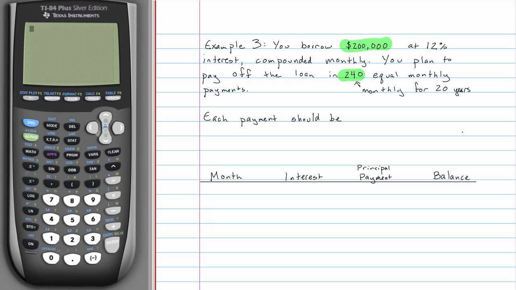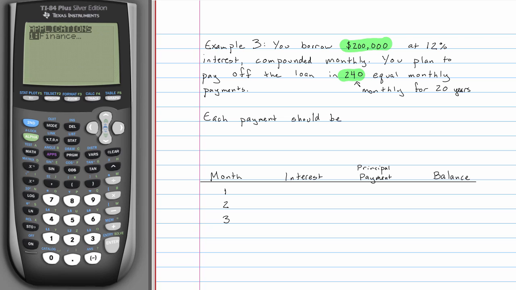If we wanted a table like that, we would have a computer do all the work for us. But in the homework, we're asking you to compute just like the first 3 months of the table for a loan like this one. We start out with the finance app, just like before, to figure out how much each payment should be if we want to pay off the loan in 240 equal monthly payments.